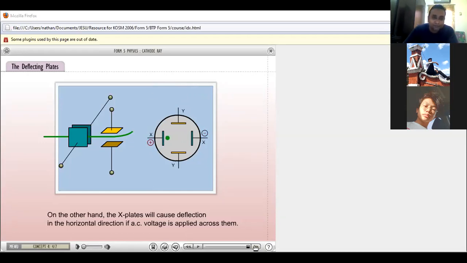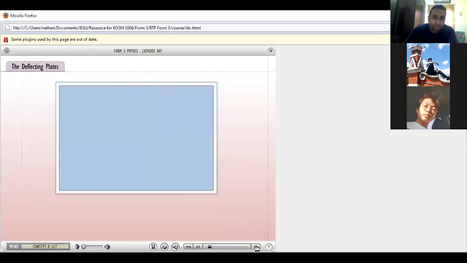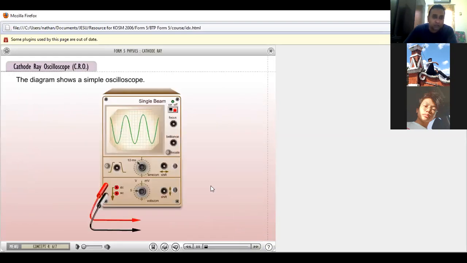Okay dah. Next. Okay, now this is how the outside of your CRO look like. Okay, ni kalau kamu pergi hospital digunakan untuk melihat kamu punya heartbeat tu lah. Okay, so the important one is the brightness, the brilliance is to control the brightness. Okay, then the important one is Y input. Okay, now there's a Y input here.